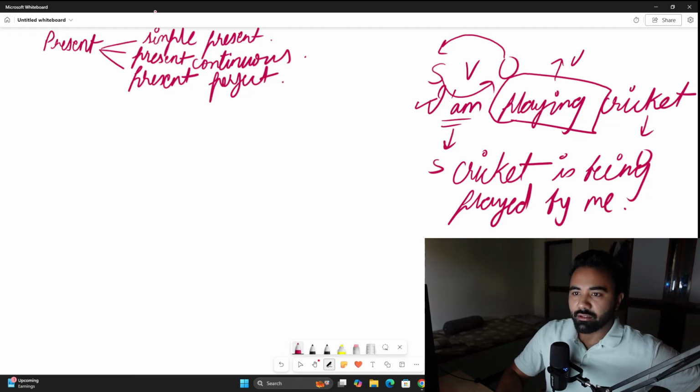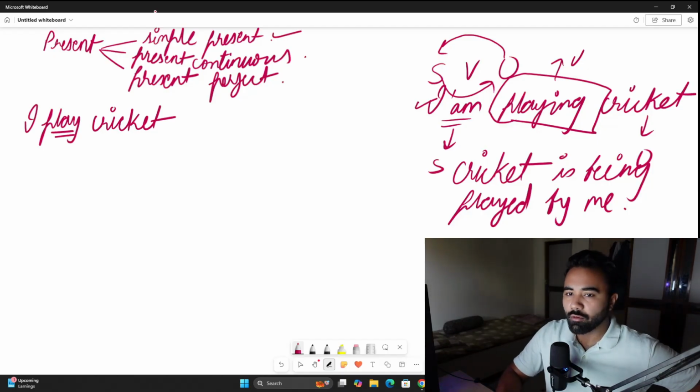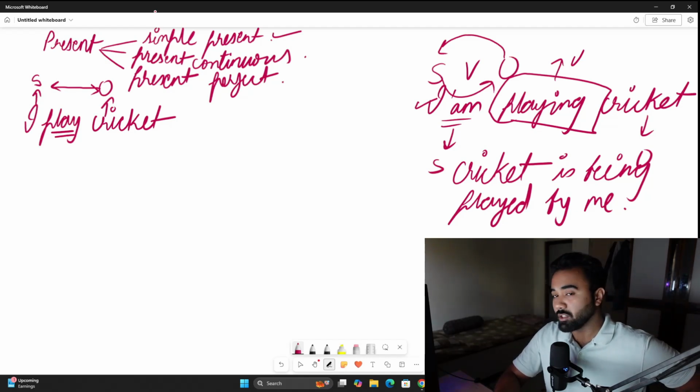Alright, so let us write a sentence. We'll use the same: I play cricket. This is a sentence in the simple present tense. I play cricket. Play is the verb. This is the subject. This is the object. So this is active voice. So how do you convert an active voice into a passive voice? You exchange the subject and the object. So whichever sentence I write has to have cricket as the subject and me, that is I, as the object.